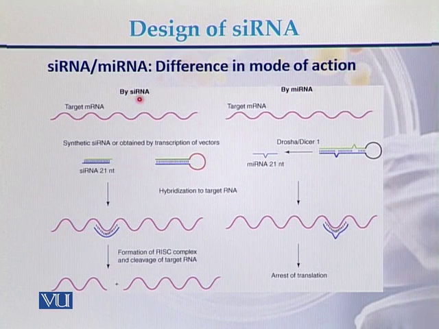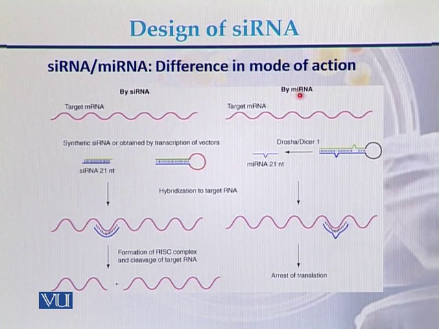In case of siRNA, this is siRNA that consists of 21 nucleotides. It completely hybridizes with the messenger RNA and ultimately cleaves the messenger RNA. So this is the mode of action of siRNA.